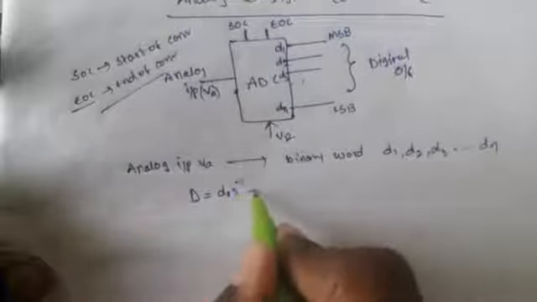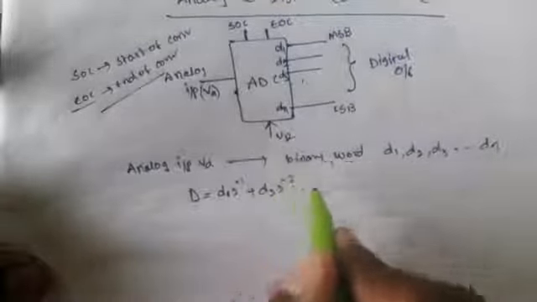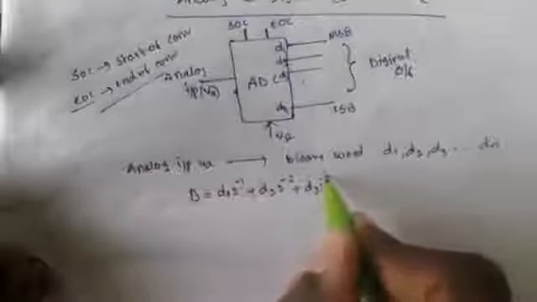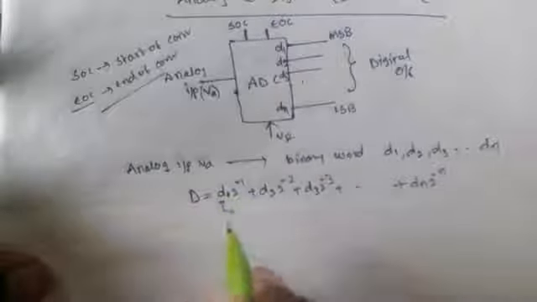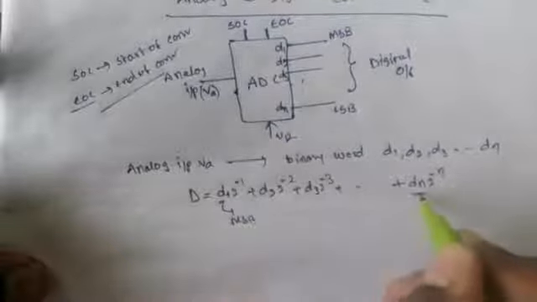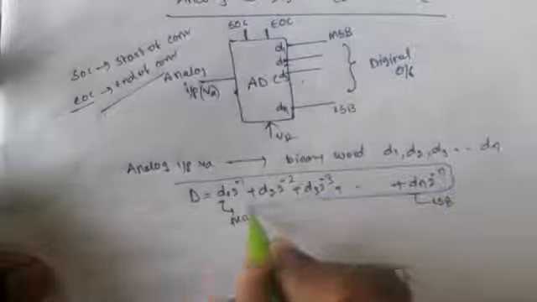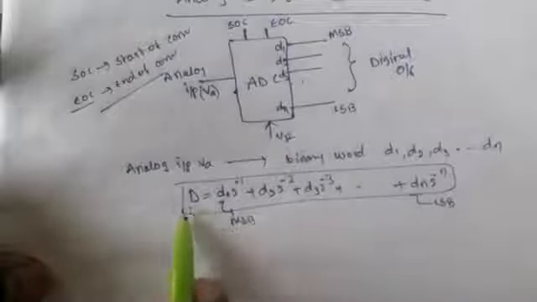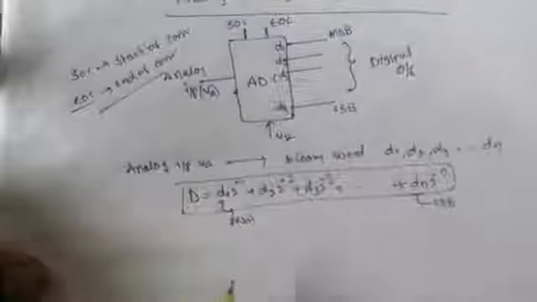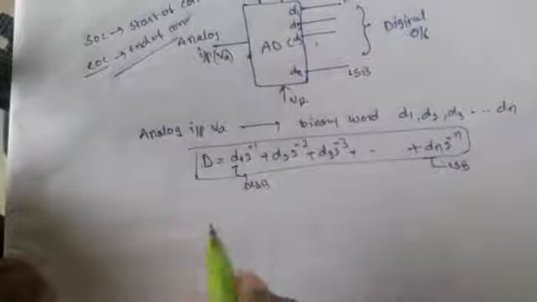So D is equal to D1 into 2 power minus 1, plus D2 into 2 power minus 2, plus D3 into 2 power minus 3, and so on, up to finally Dn into 2 power minus n, where D1 shows the MSB value and Dn shows the LSB value. This is the binary equivalent of the decimal value. Like this, the decimal value shows the analog input voltage. The analog input voltage is split into these digital parts.